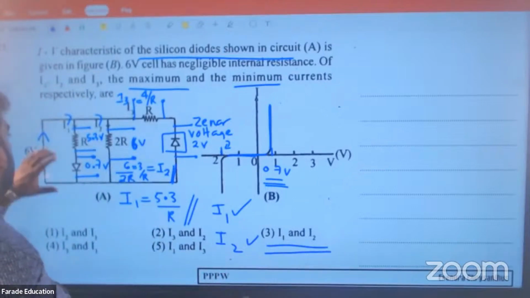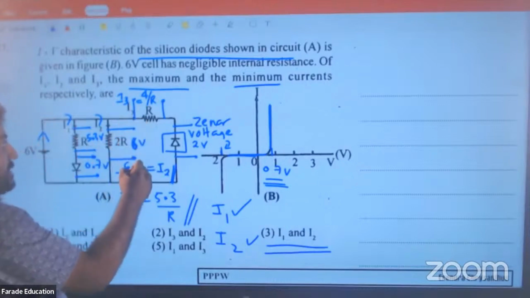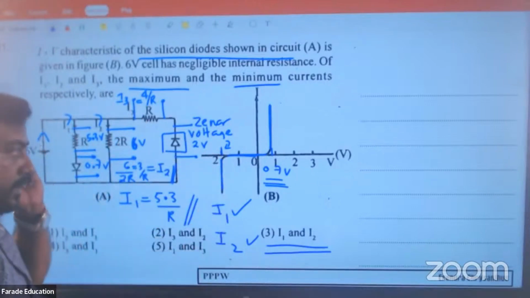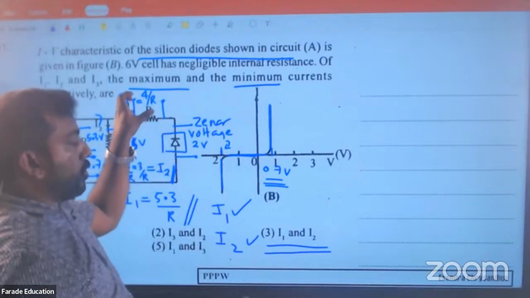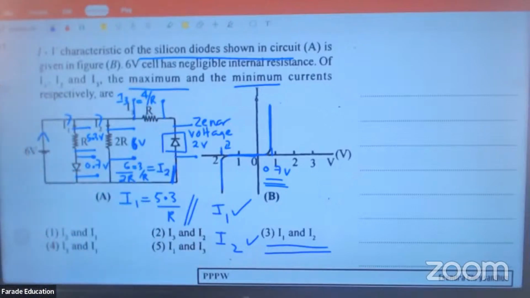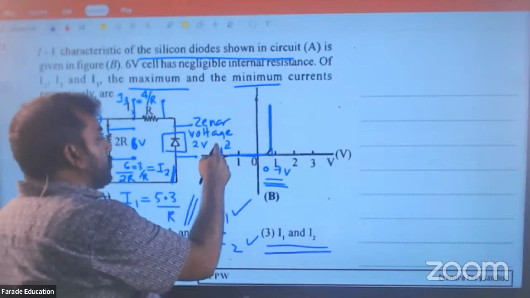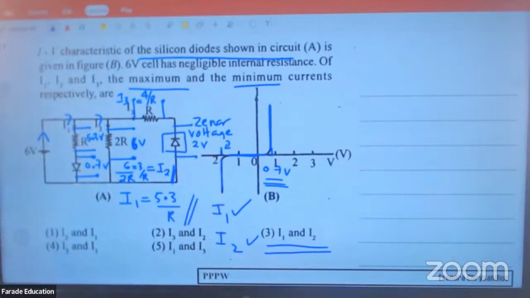Right there. So total voltage here 6 volt, and reverse bias is working. Reverse bias of 2 volt means it is working. So 2 here means 4 volt there, remaining is here. From there we can find the current. The breakdown voltage or the Zener voltage is 2 volts.